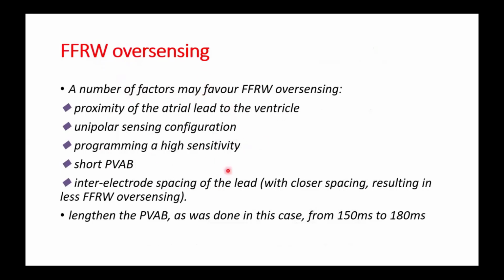Here are the factors which favor R wave oversensing, like a unipolar programmed lead, and during implantation, when you place the atrial lead in close proximity to the ventricle, when you make the atrial lead very sensitive by programming a high sensitivity, and when you program a very short post-ventricular atrial blanking. The way to overcome this is to prolong the post-ventricular atrial blanking, usually programmed from 150 milliseconds to 180 milliseconds.